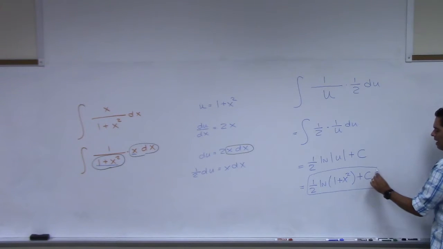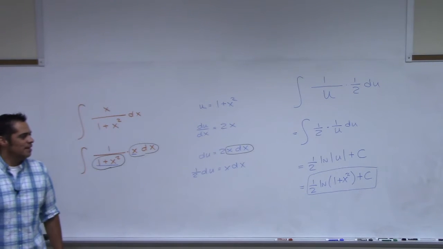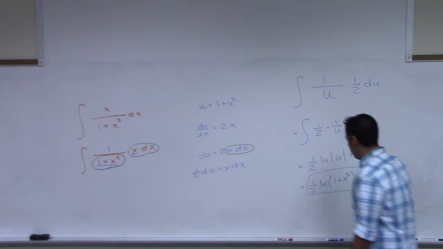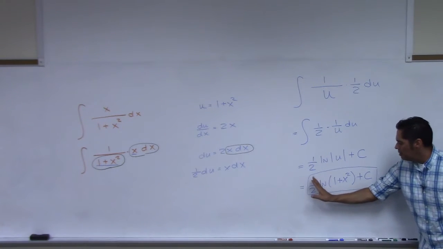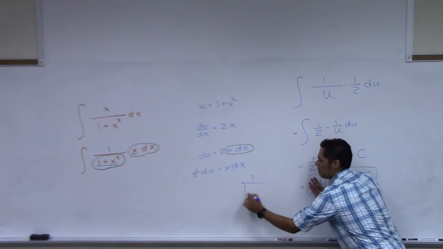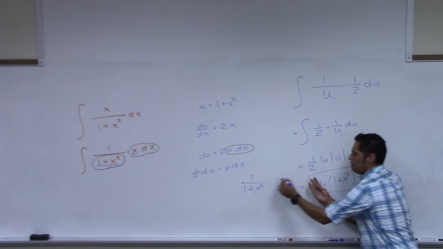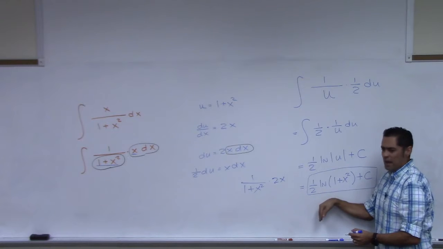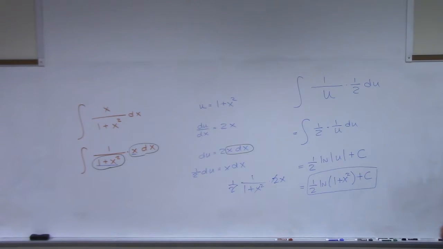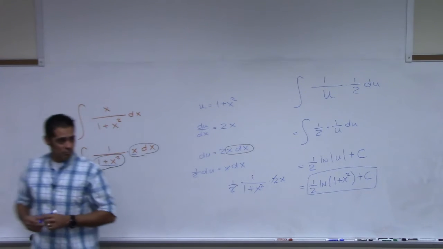What? How is the antiderivative of this 1/2 natural log of 1 plus x squared? Well, let's check it. How do we check it? Take the derivative, right? So let's just ignore the half for now. What's the derivative of natural log of something? 1 over it times chain rule. Derivative of what's inside? 2x. But you had the 1/2 out front. And the 1/2 cancels out the 2, and you're left with x over 1 plus x squared. Right?